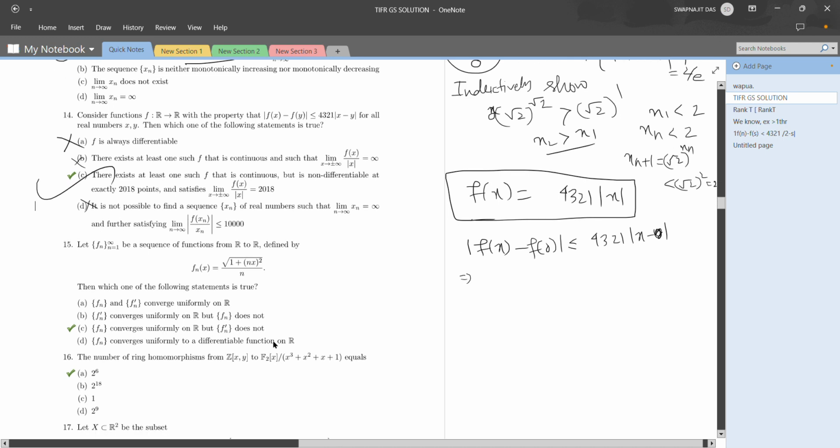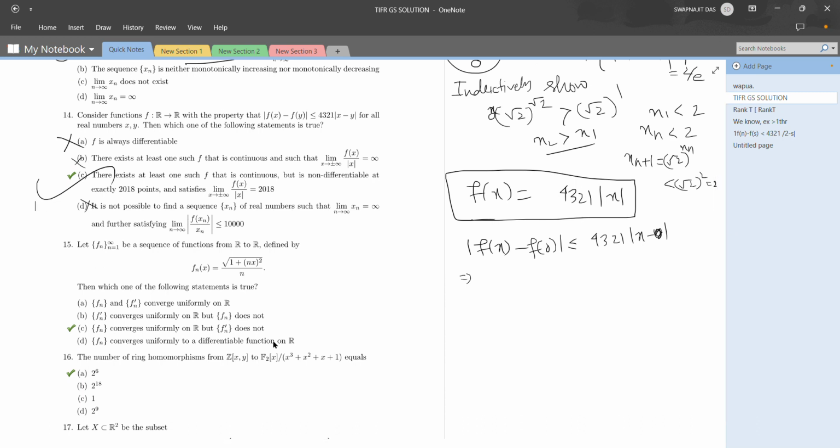Okay, so this time there are a lot of questions coming from uniform convergence and so on, but most of the questions are easy. So, question number 15 says that fn is a sequence of functions from R to R defined by fnx equal to root over 1 plus nx square by n. First see that fnx equal to root over 1 plus nx square divided by n, which is root over 1 by n square plus x square.